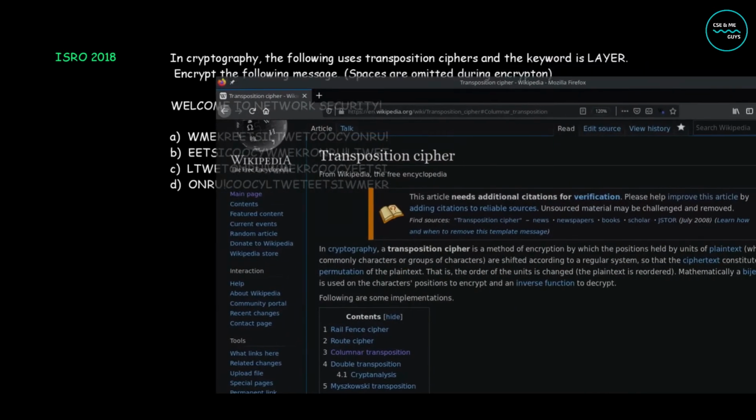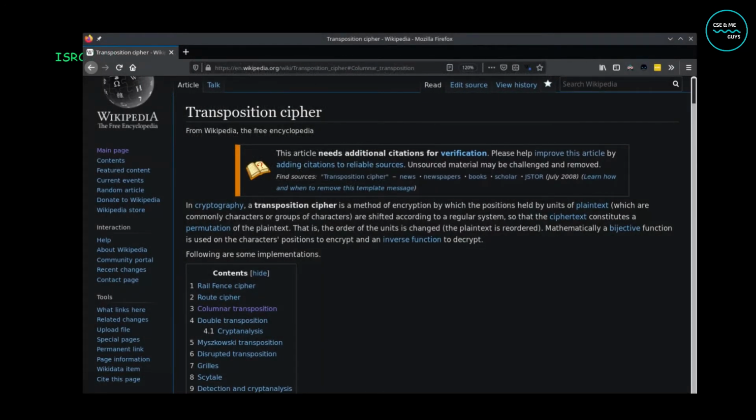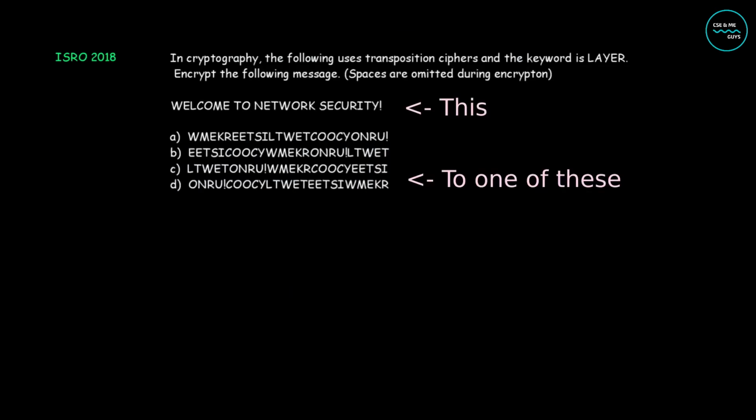I'll just bring up the article from Wikipedia. It says, in cryptography, a transposition cipher is a method of encryption by which the positions held by units of plain text are shifted according to a regular system. So it's nothing but shifting these bits around. Without knowing the keyword LAYER, no attacker can break this message. If I send this message as these bits, no one can break it without knowing the keyword. That's how it works as encryption.